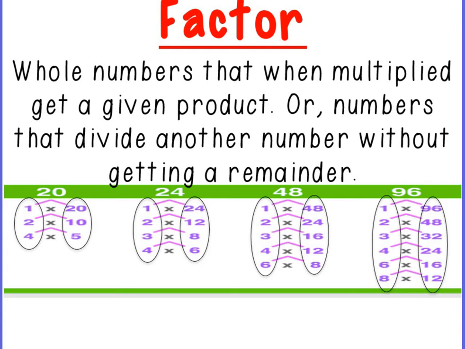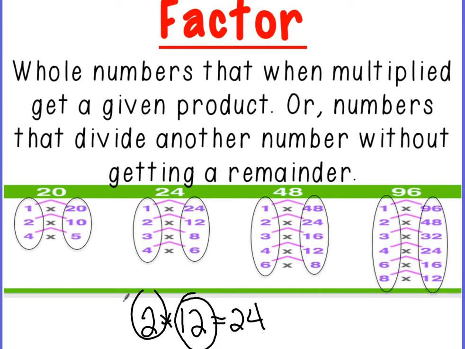All right, next we have factor. The factors are whole numbers that when multiplied get a given product, or they're also numbers that divide another number without getting a remainder. In this case, when we talk about factors, the factors are the numbers that you multiply to get to a number. So in this case, if you take 2 times 12, for example, and get 24, your factors would be 12 and 2.